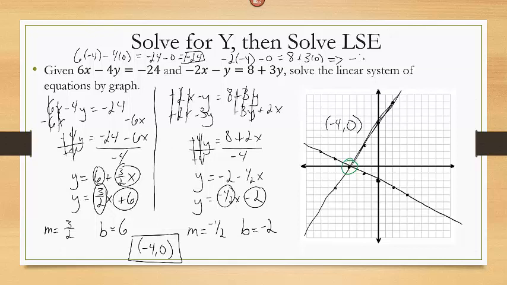This equals 8 minus 0 and 8 plus 0. Therefore, 8 equals 8. So our point of negative 4, 0 is correct, and we have found our solution to our linear system of equations.